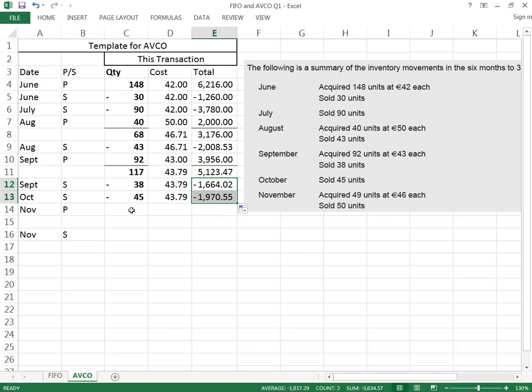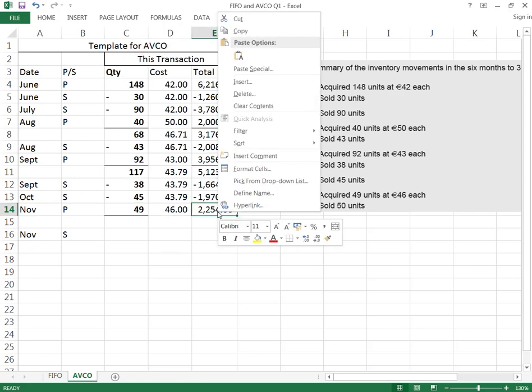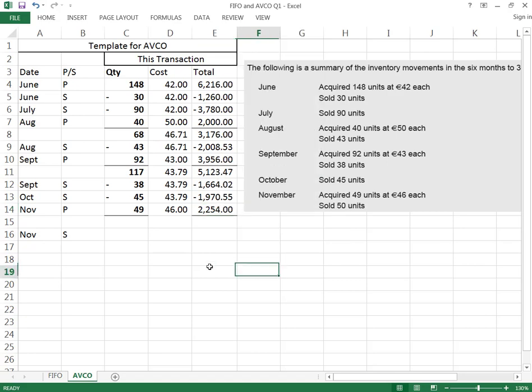Okay. Next we have our final purchase, which was that 49. The value of those were 46. The total that we paid for that 49 was 2254. And again, as before, we come to a purchase, so we're going to total what we have left, and we're going to divide. So that's equal to that, plus that, plus that, plus that.